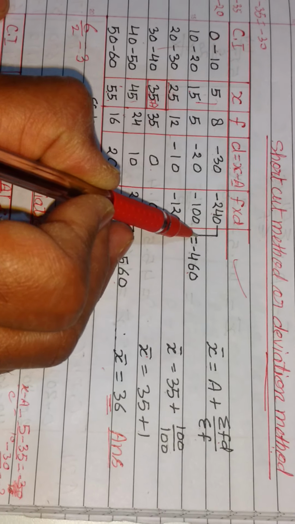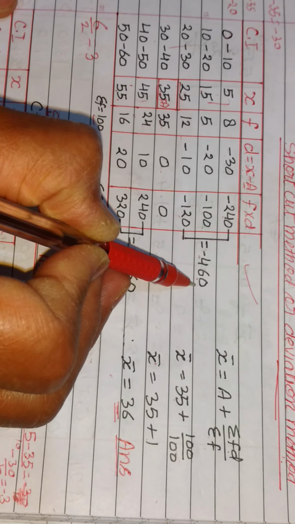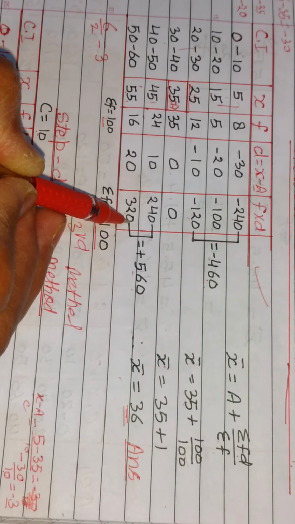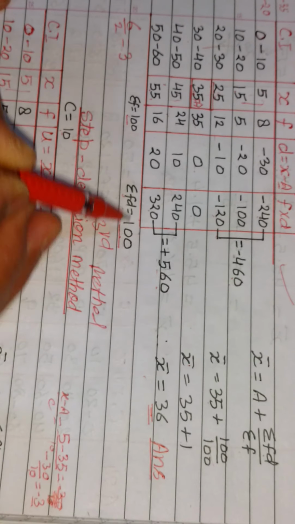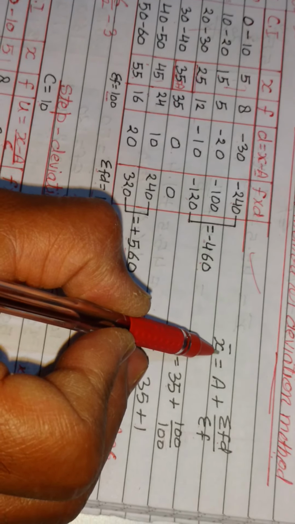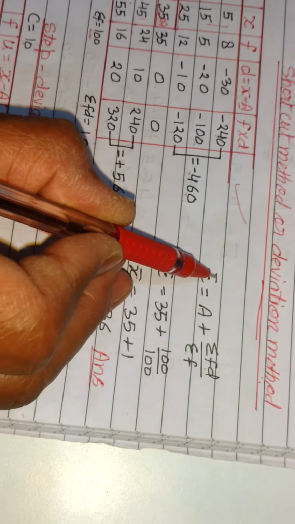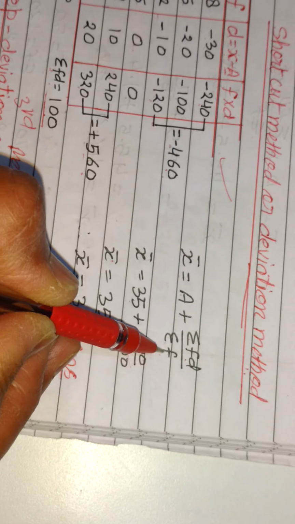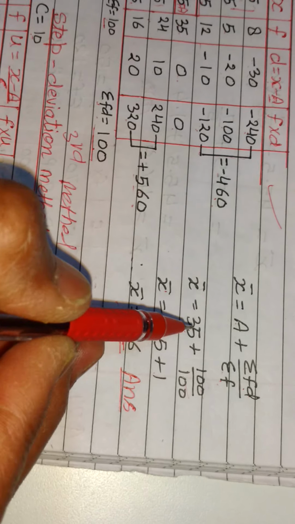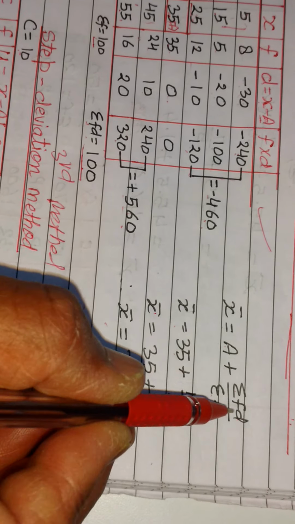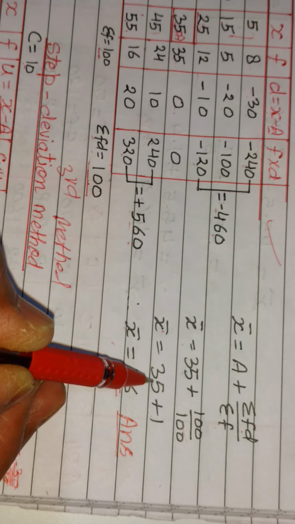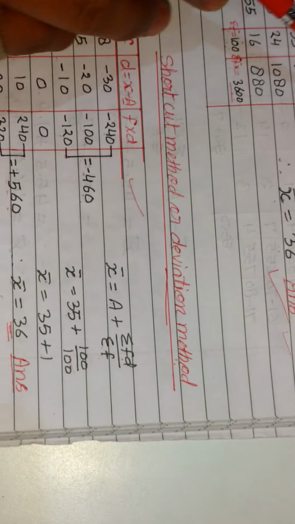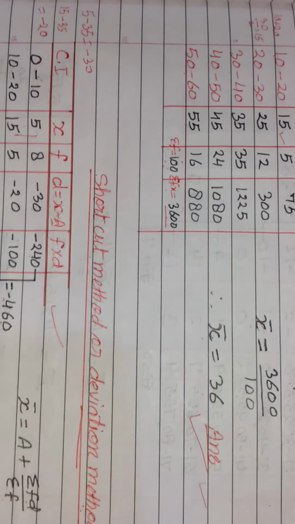Then again, as I told you, we add all the negatives together. It will become minus 460. Add all these positives together, it will become 560. Then you find sigma FD. This minus this is coming 100. Sigma F is 100. For the shortcut method, the formula for mean is A plus sigma FD upon sigma F. Now we substitute these values here. A is 35 plus sigma FD we got 100, sigma F 100, cancel 1. So X bar, the mean, is coming 36. See, the same answer as this. So whether you do the question by the direct method or the shortcut method, the answer is coming the same.